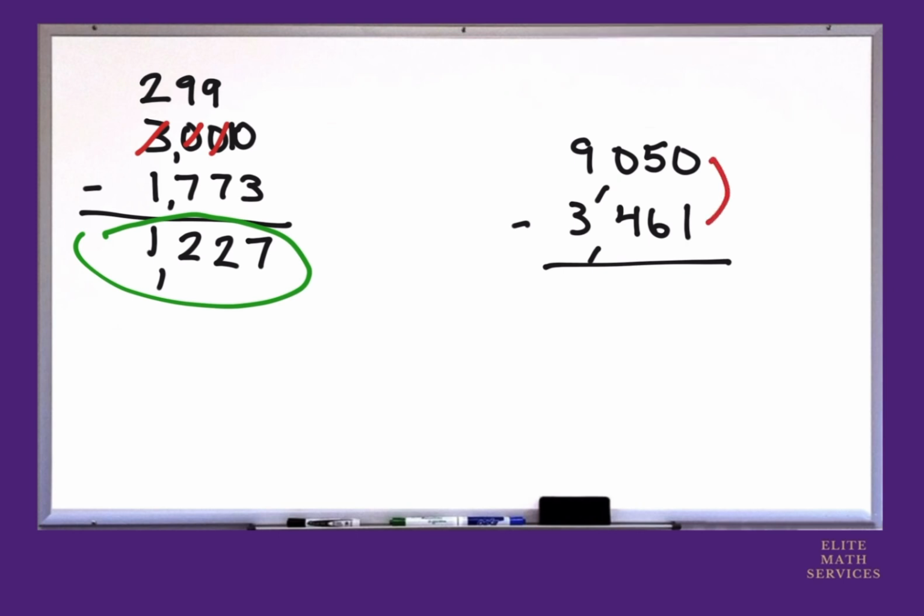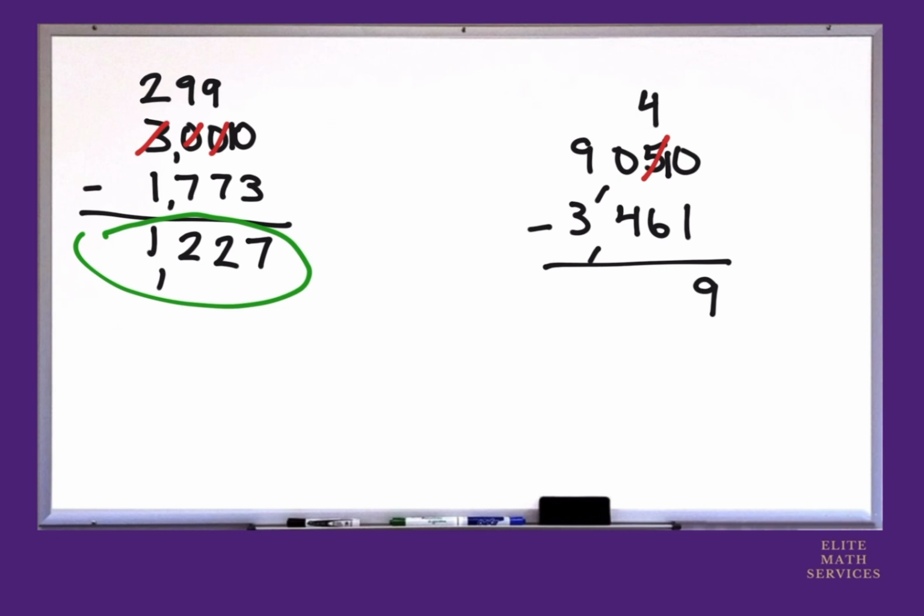All right, so remember we start off in the ones place. We cannot take 1 from 0, so we must borrow from our neighbor, which is 5. We're going to take 1 away from that 5, which now becomes a 4. And the 0 now becomes a 10. We can go ahead and subtract now. 10 minus 1 gives us 9.